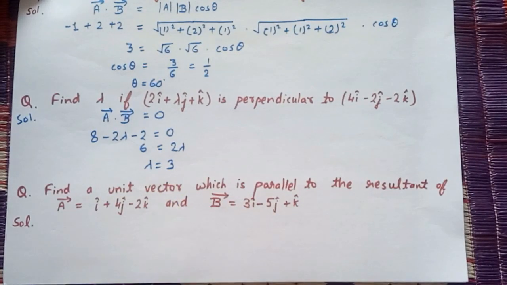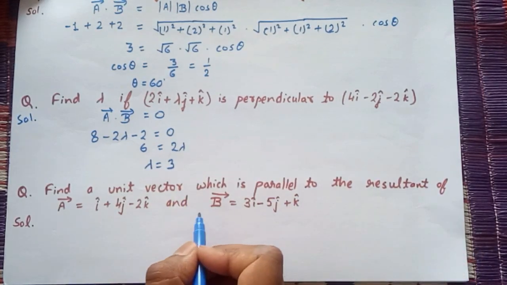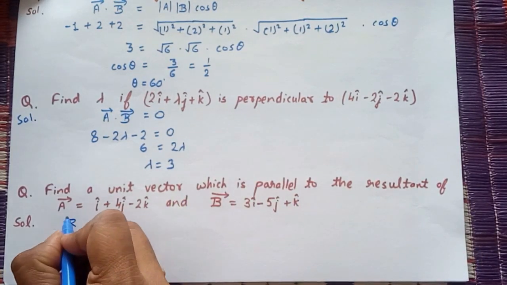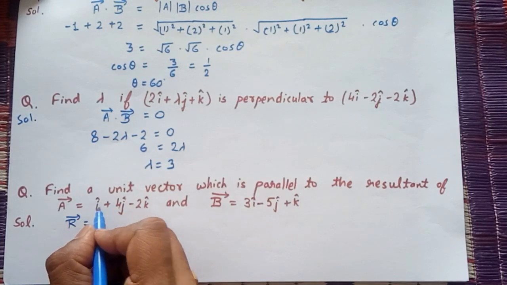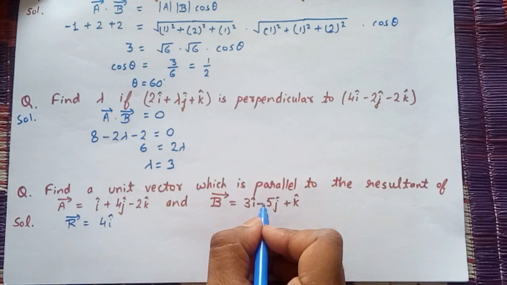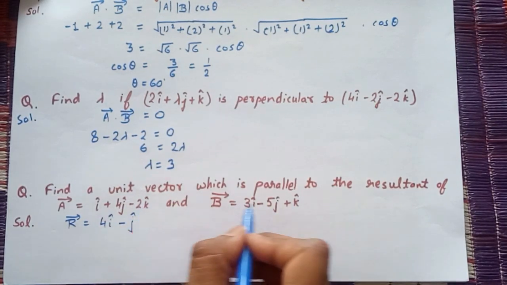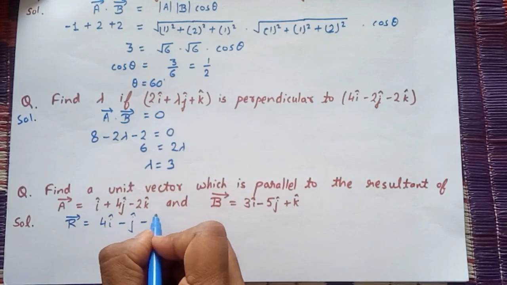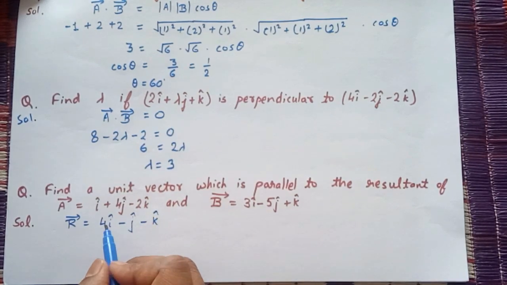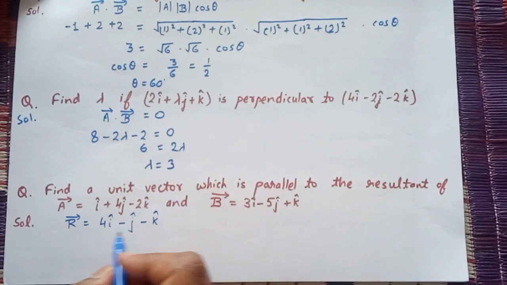Now our third question is, we have to find a unit vector which is parallel to the resultant of these two vectors. So what will be the resultant of these two vectors? i cap plus 3 i cap will be 4 i cap, 4 j cap and minus 5 j cap will be minus j cap, and minus 2 k cap plus k cap will be equal to minus k cap. This is the resultant of a vector and b vector, and we have to find the unit vector.